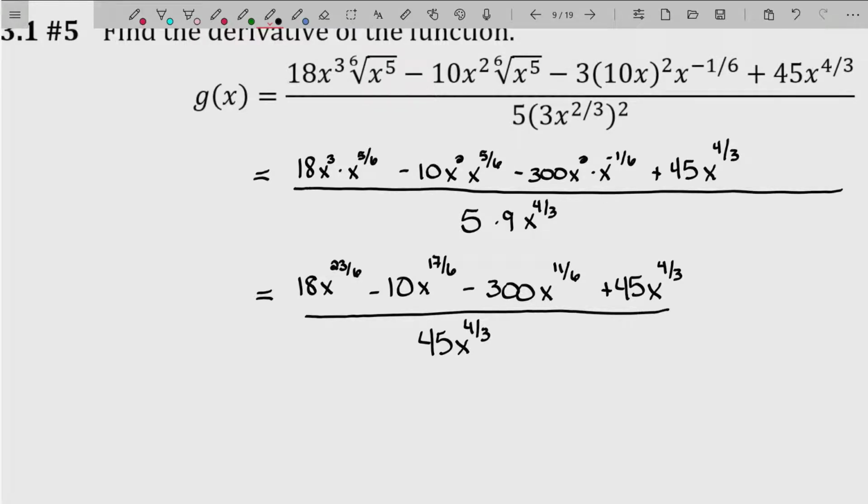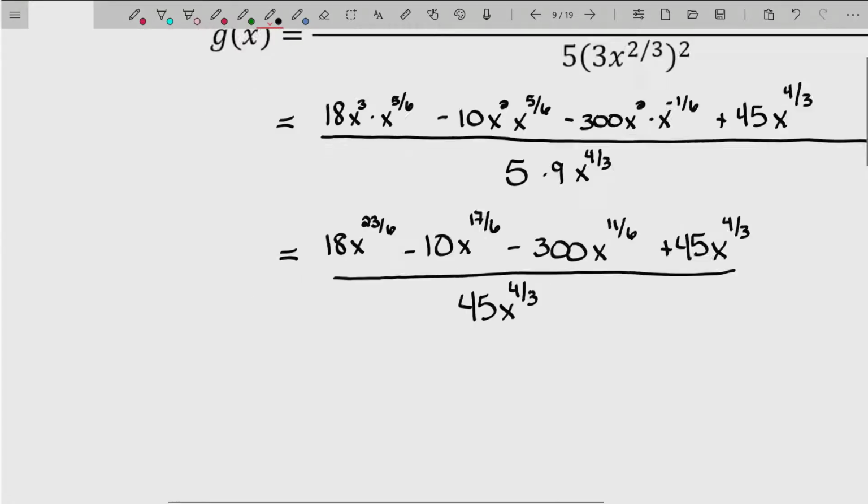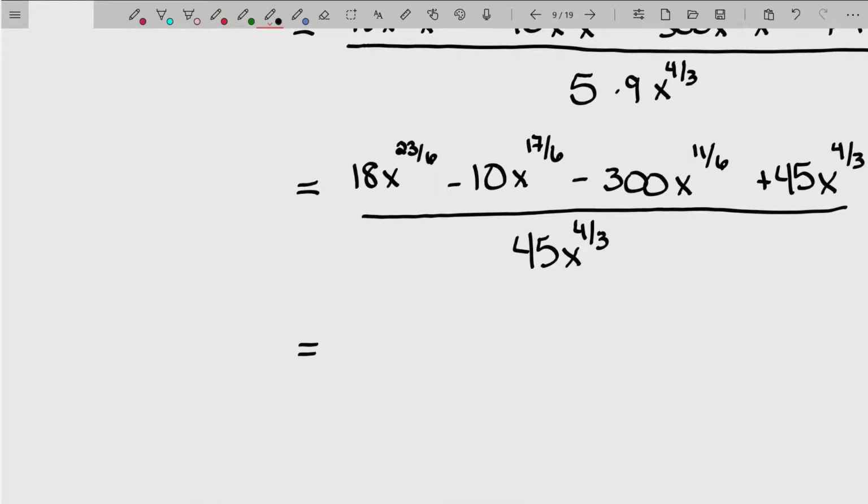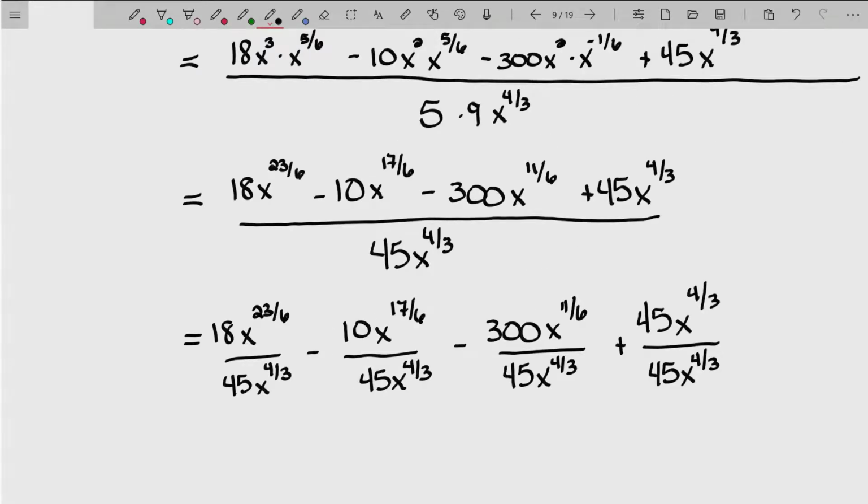And now I can break that into 4 separate fractions, right? Just really quickly, this is 18 x to the 23/6 divided by 45 over x to the 4/3 minus 10 x to the 17/6. I'm going to pause the video and just finish this out. And there we have it. Really nicely done. Now, just need to reduce that.